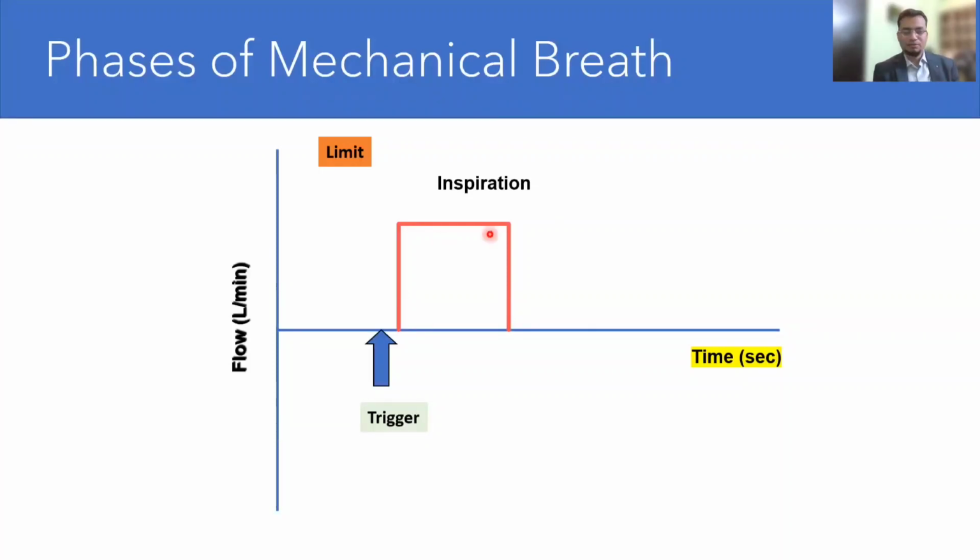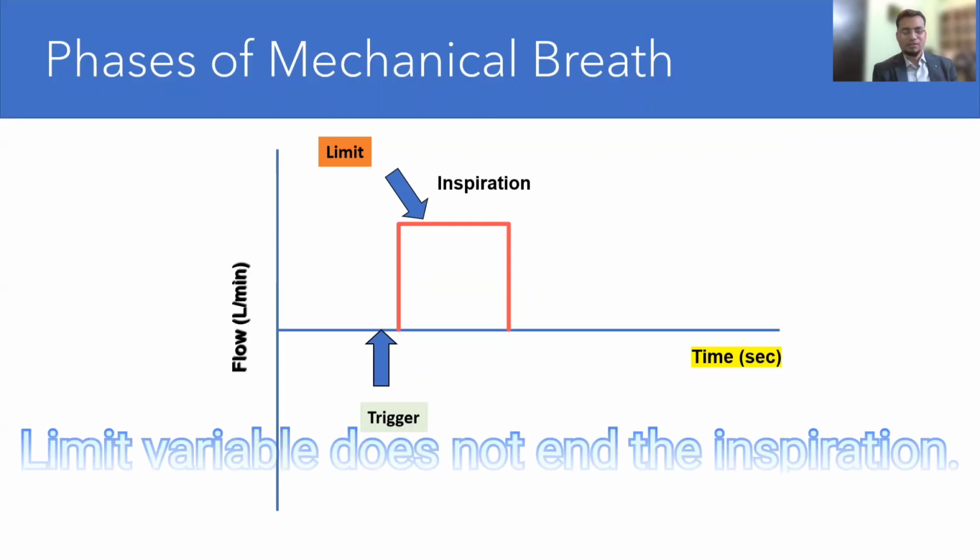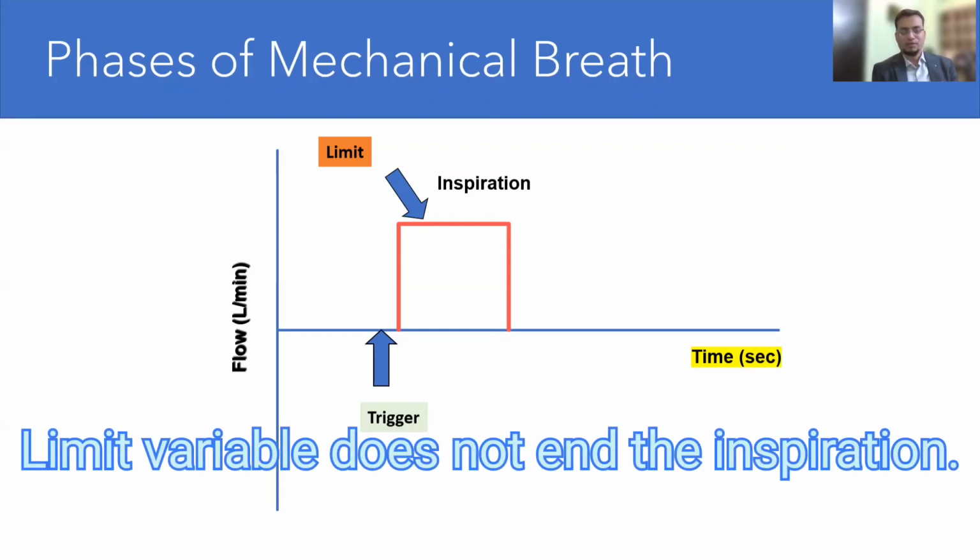A limit variable, so this is the limit variable, which represents the maximum value of a parameter which can be attained during the inspiratory phase of a mechanical breath. This does not end the inspiratory phase, okay? The limit will not end the inspiratory phase. That you should always keep in your mind. That is cycle which actually ends the breath.